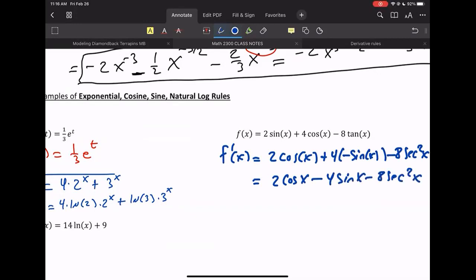Sine and cosine are ones that come up a decent amount. Tangent, we don't see particularly in our class, but it's one just to know, just to have an idea of moving forward.